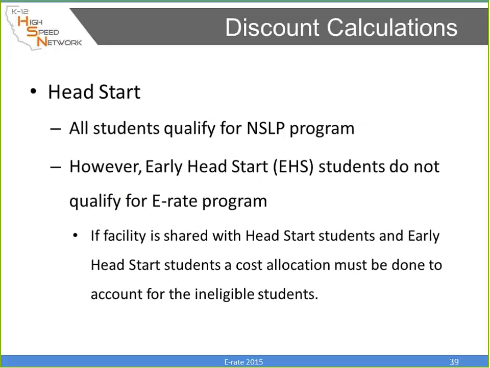Head Start program, that's an interesting animal within the E-rate system. The reason is because in order to qualify to go to Head Start, their qualifications for income level are actually stricter than the National School Lunch Program, which makes them automatically a 90% site. But what's interesting about them is you have to consider that their early Head Start, which is children under the age of 3, do not qualify for E-rate. So if you happen to have a Head Start facility that contains both Head Start and early Head Start, you'll have to calculate how many of those are early Head Start and cost allocate out what that percentage is in order to remain E-rate compliant.